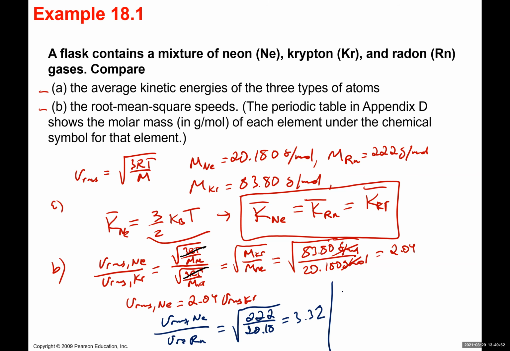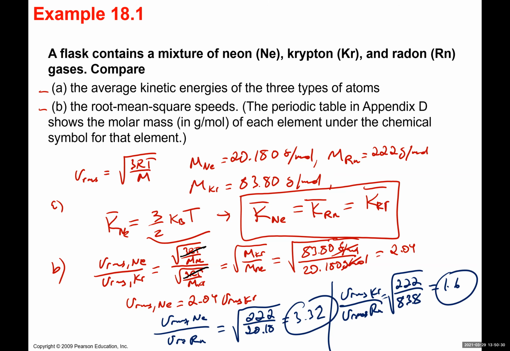And then we can also do VRMS of krypton over VRMS of radon. So this will be 222 over 83.8, so we get 1.6. That means the krypton is moving about 1.6 times faster compared to radon. Okay, so you can see, those are the ratios we can use to figure out the speeds.